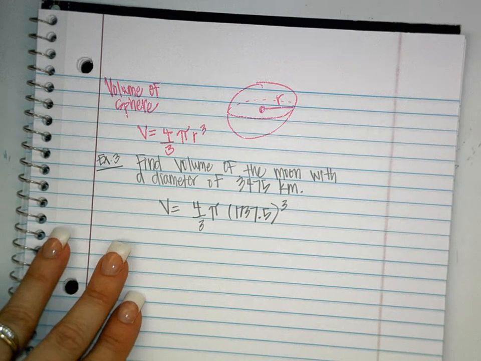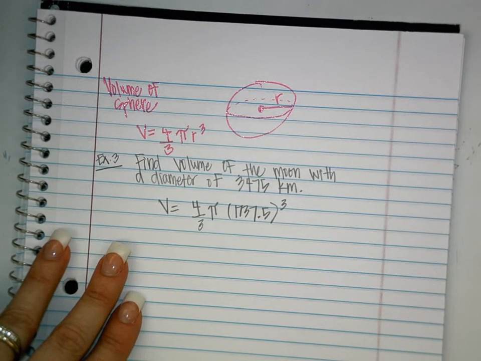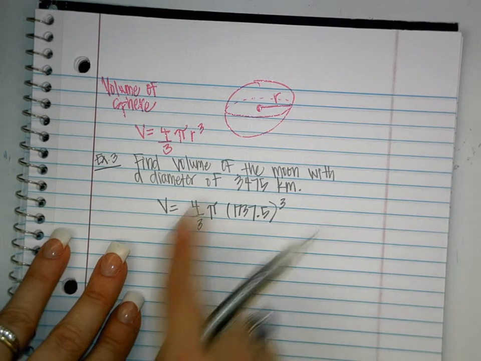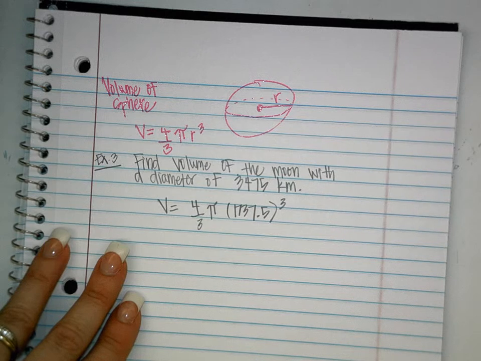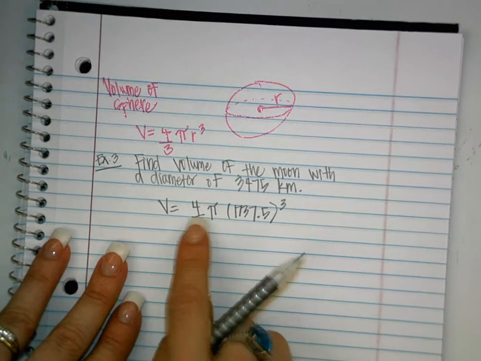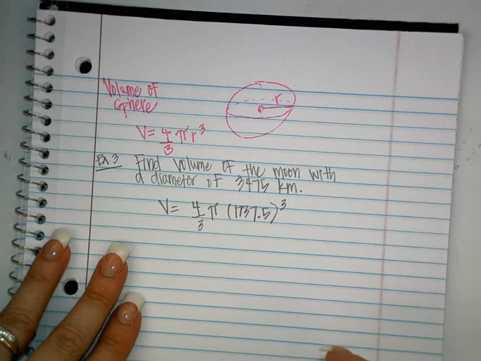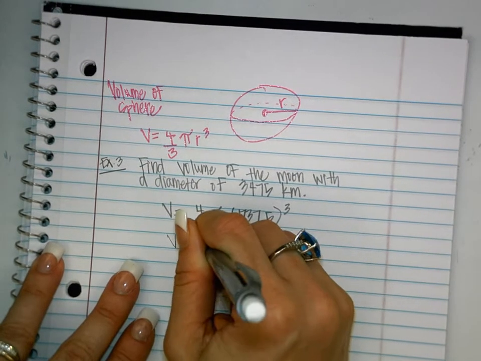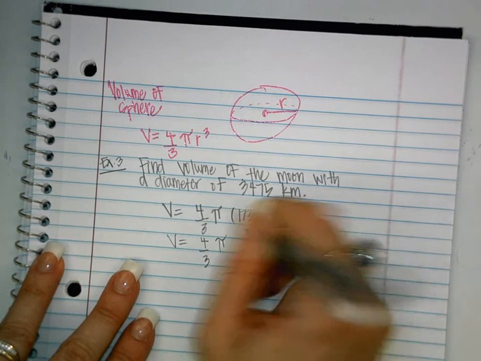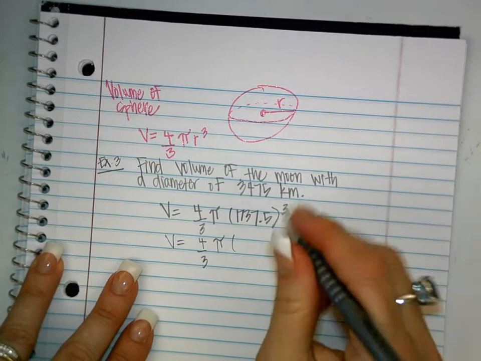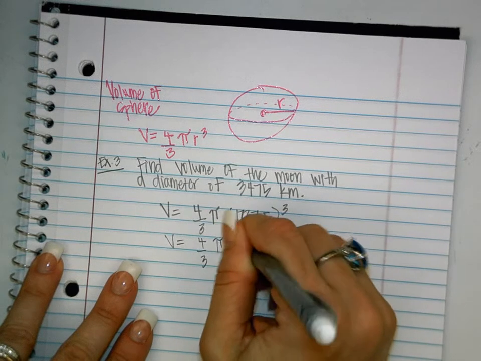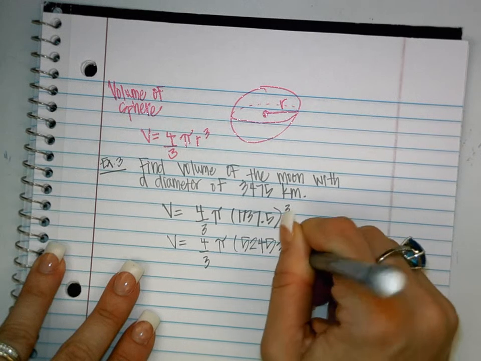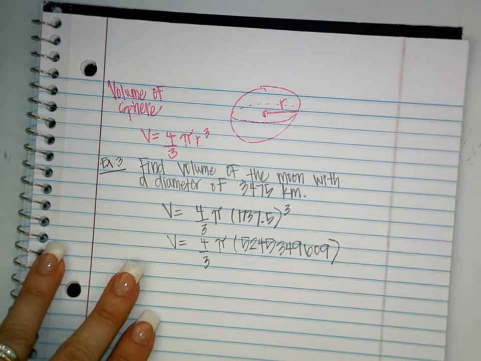So this is a really big number, okay? I'm doing one of your homework problems for you intentionally because these are going to be some really large numbers. What would you do first here? Would you multiply this by 4 or do we do the exponents? Exponents first. So volume is equal to 4/3 times pi, and this cubed is a very, very large number. It is 5245349,609. This is why I'm doing this one for you.